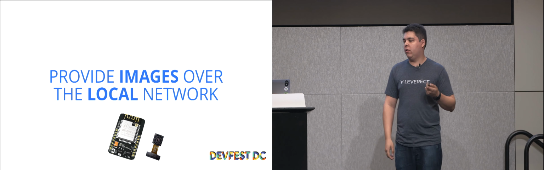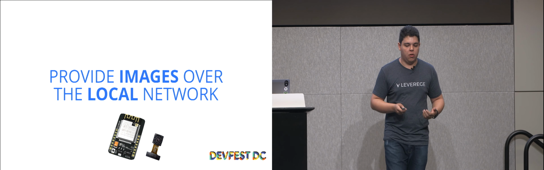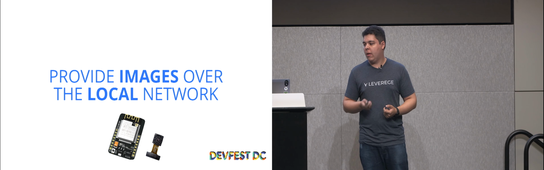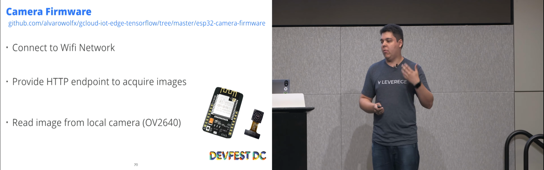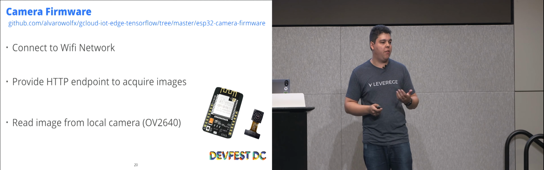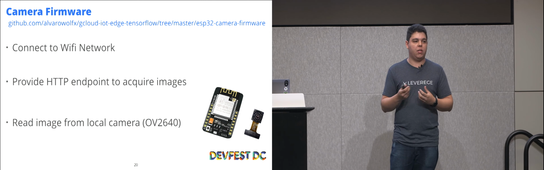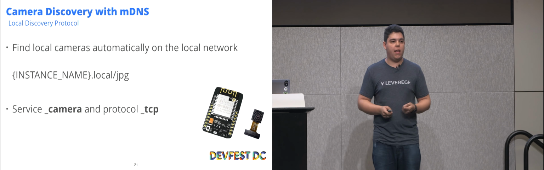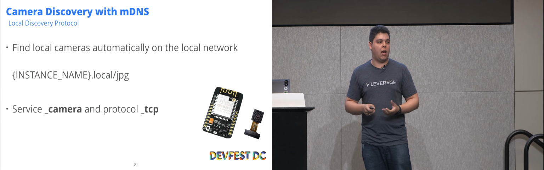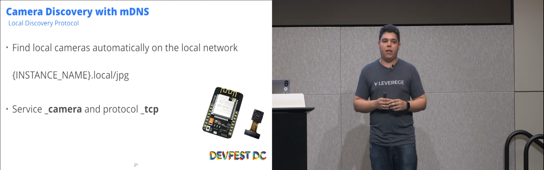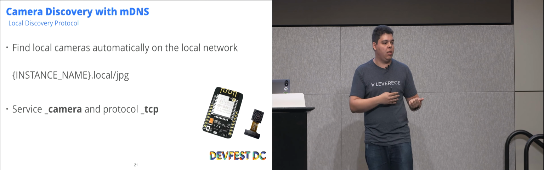So the objective of the cameras is just to provide the images on the local network. It's really simple. Those cameras are going to connect to Wi-Fi, provide an HTTP interface to provide the image, and also read the image from the camera sensor. But I added a nice feature: the cameras can be found on the network automatically, instead of knowing the IP address of the camera and having to register that IP to the server.